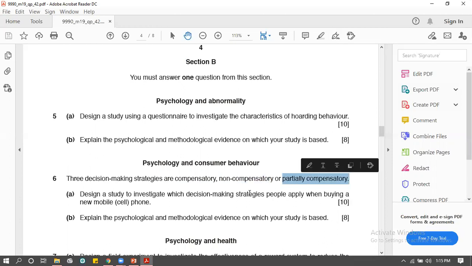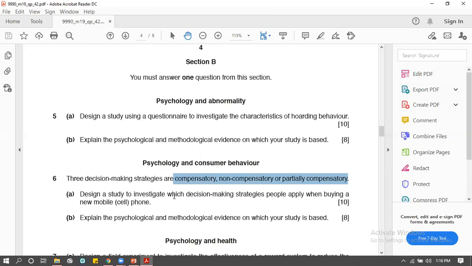So now what happens? Now this may look like a comparison question, but in the end, it's not. It's really not a comparison question. It's a discovery question. You're going to discover which of these three people use, right? Because look at the question: design which decision-making strategies people apply. So we don't know. We want to find that out.